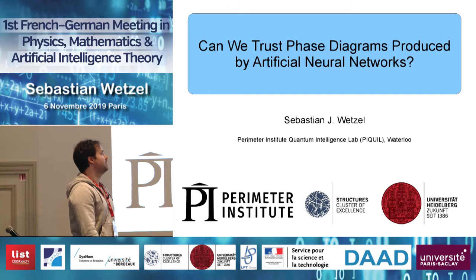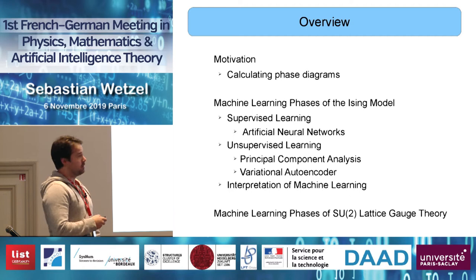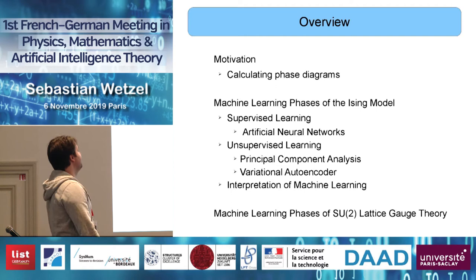So what am I going to talk about? At first, since we have a very broad audience, I'm going to motivate why we do what we do, that we calculate phase diagrams. Then I'm going to introduce very briefly several machine learning algorithms and how they are applied to discover phase transitions. On the one hand, the first method that was proposed was supervised learning, artificial feedforward neural networks, and how they are applied to Monte Carlo configurations.